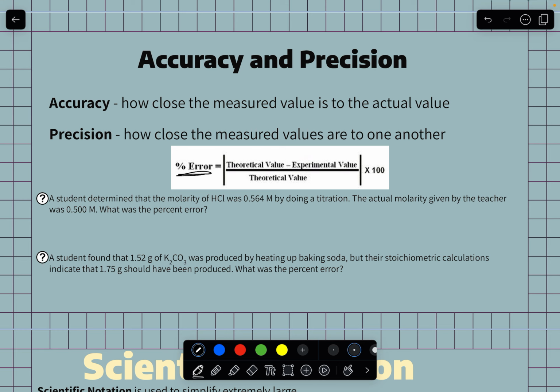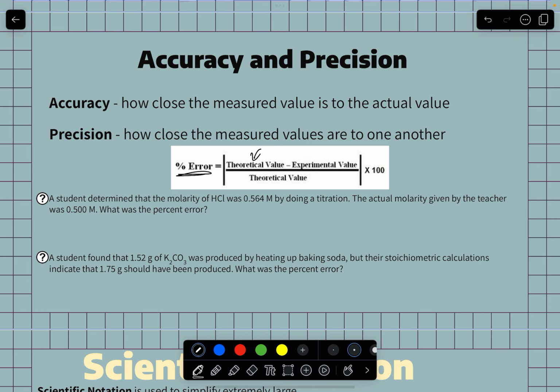Our percent error equation is right here. It's theoretical minus experimental, divided by theoretical, and then take the absolute value of that, times 100. These bars are the absolute value symbol. That means if you get a negative number, you're going to change it to positive. So if we do this math in the middle and we get negative 34, we're going to change that to a positive 34.